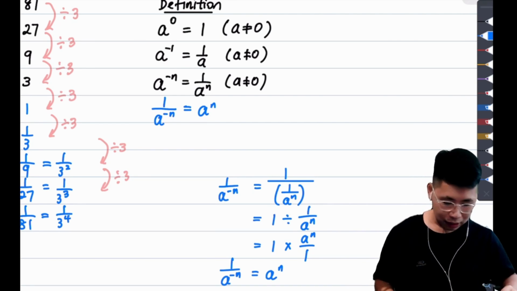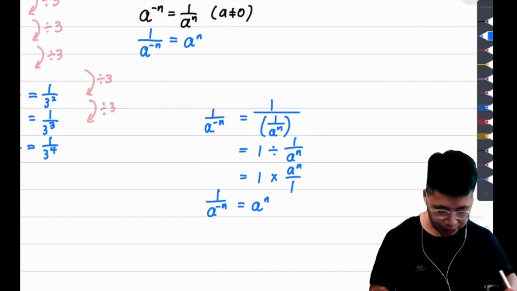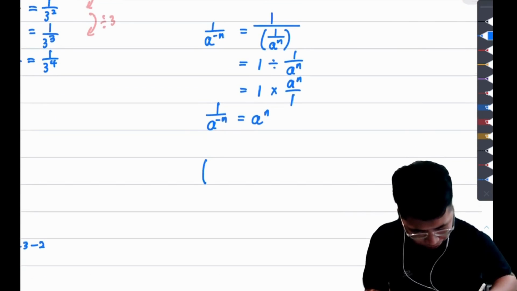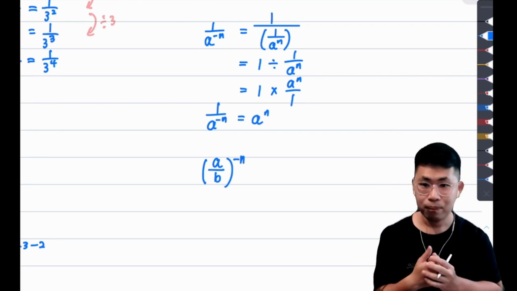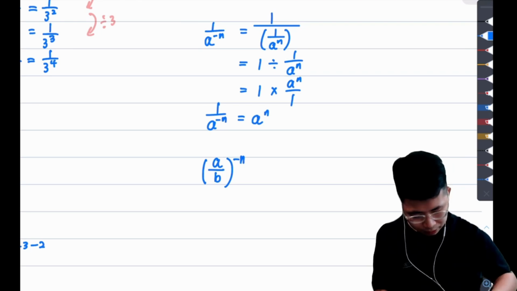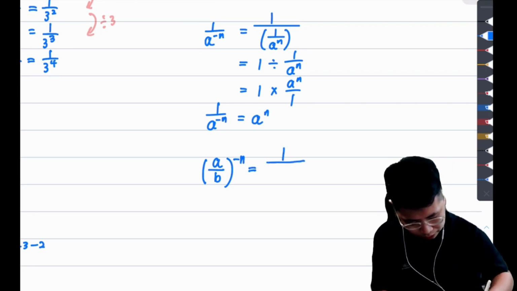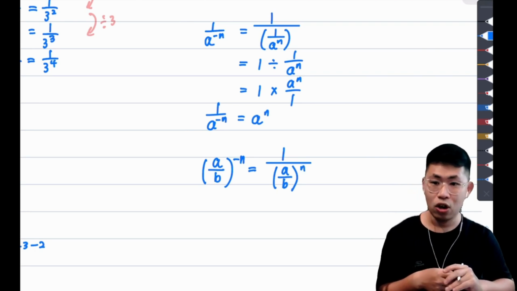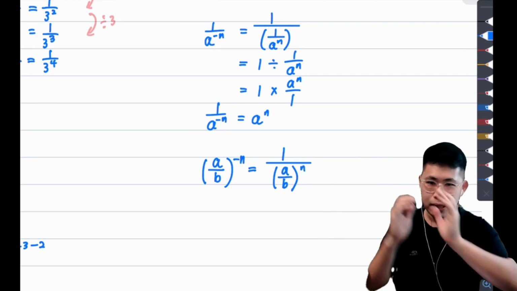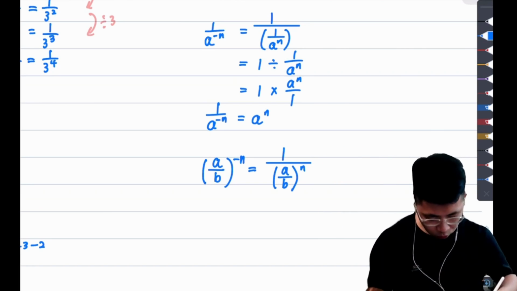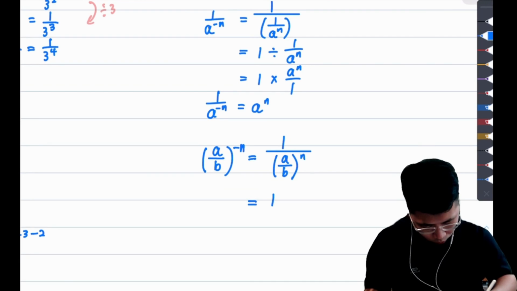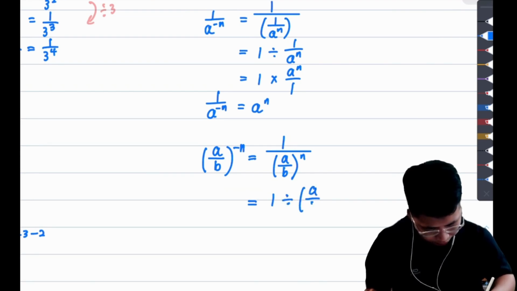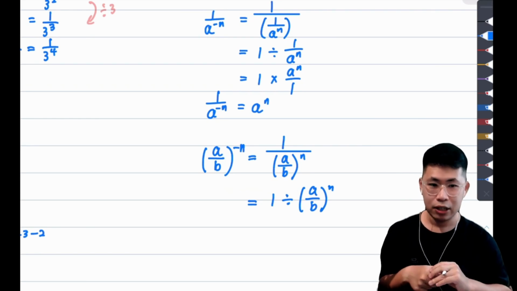Okay, now let us look at one more special result over here, where if we have two numbers, a over b to the power of negative n, so what this means is that we have 1 over a over b to the power of n based on our definition, right? The whole thing would be at our denominator. And what we do with this is this will be equals to 1 divided by this thing over here. 1 divided by the denominator.